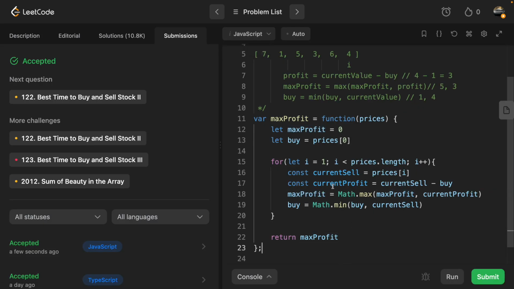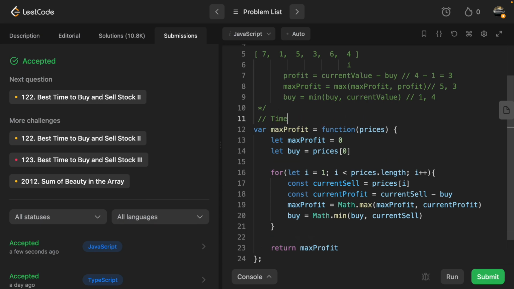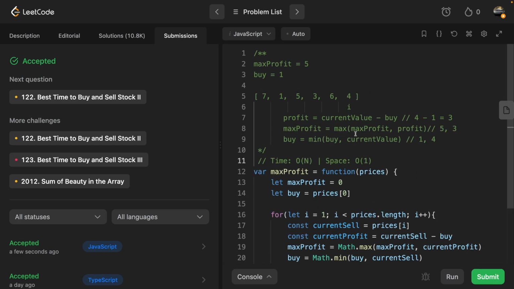What is the time complexity for our implementation? The time complexity is O(n), because we have to loop through the entire array, and for the space it is O(1), because we don't use any extra space at all.